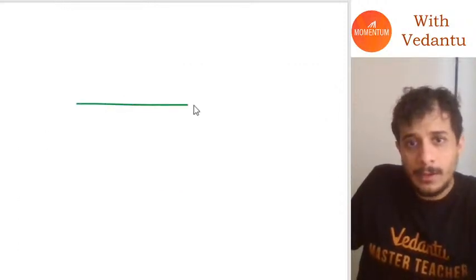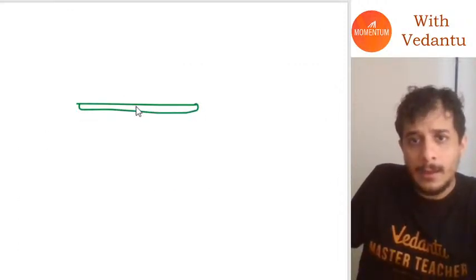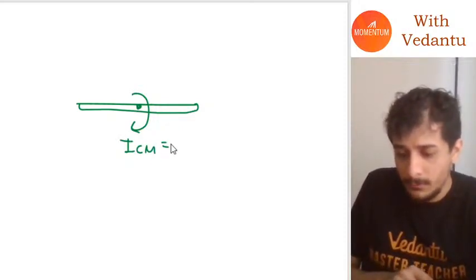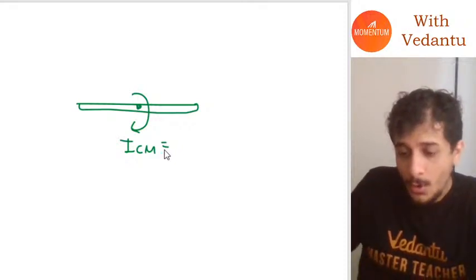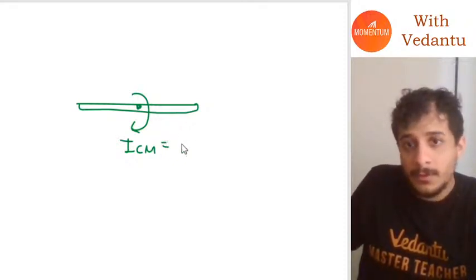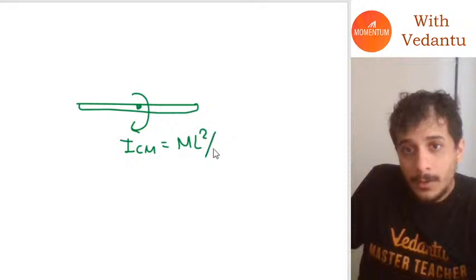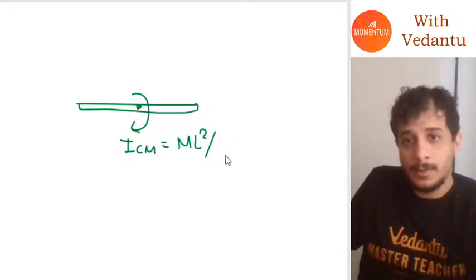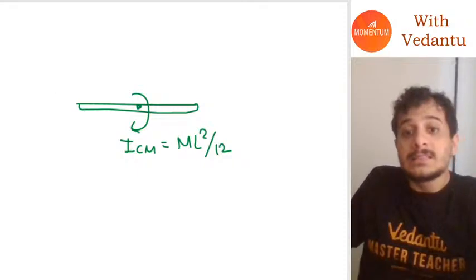Do you know that if I have a rod like this and I rotate it about this axis, what will be the moment of inertia about the center of mass? What will be the moment of inertia about the center of mass? That will be mL square by 12. Okay, it will be mL square by 12.